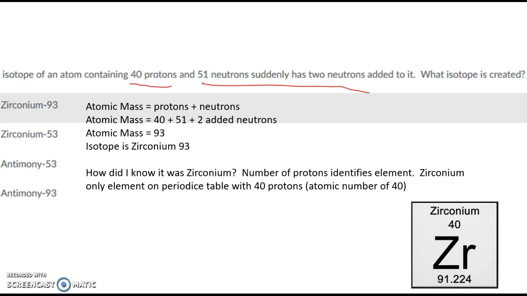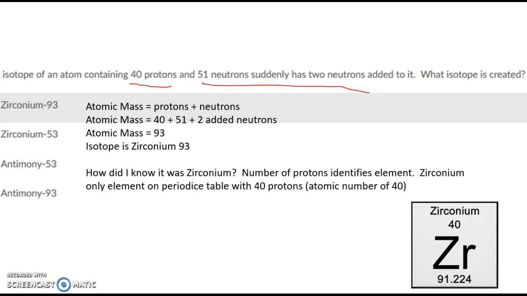Well, first, we need to find the atomic mass. Atomic mass equals protons plus neutrons. So we have 40 protons plus 51 neutrons plus the 2 added neutrons. That gives us an atomic mass of 93.